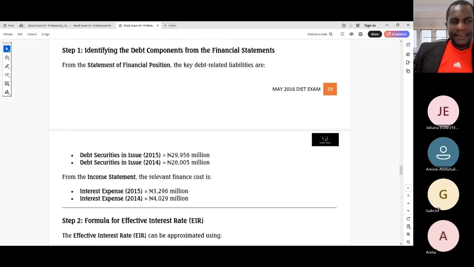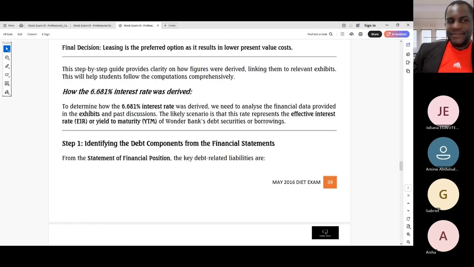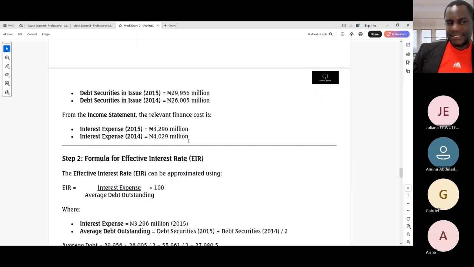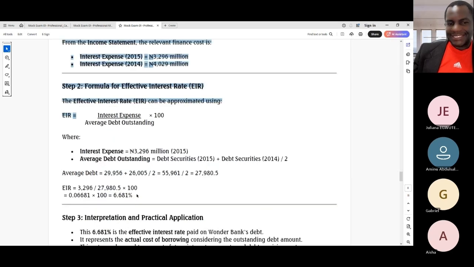Now, from the SFP, you will see the debt and for both years, this is the amount. Then the interest, because we are looking at the effective interest rate and how it yields to maturity. The interest expense, this is the formula. Step 2 is to calculate the formula. And once you do that, you arrive at 6.681.